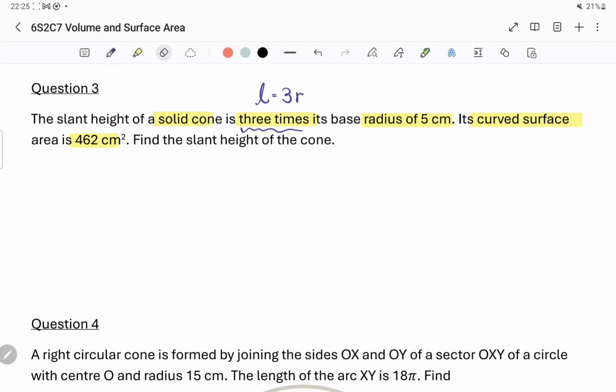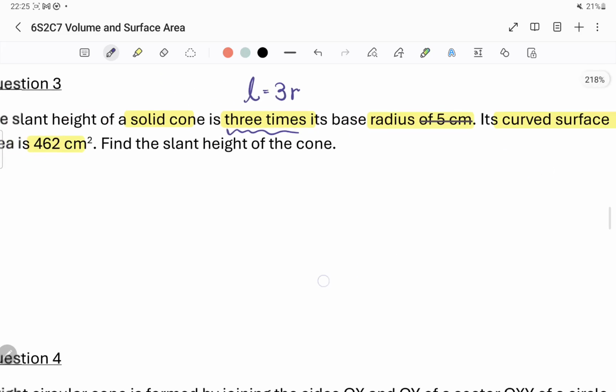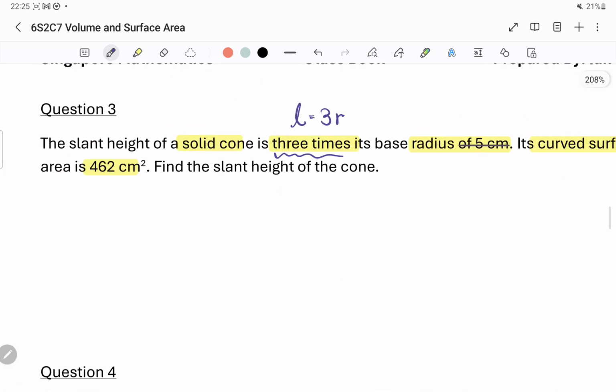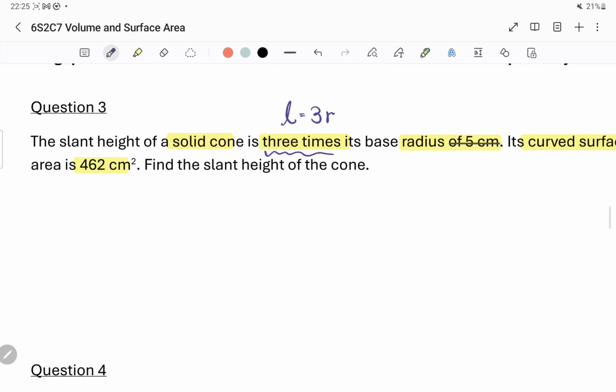Okay, sorry. I want you to make some changes to the question. Take off the 5 cm, there's some error. Just remember the one we mentioned just now. The slant height of the solid cone is 3 times the base radius, so this is L equals 3r. You need to form an equation. This is very important. Then they tell you that its surface area is 462 cm squared.